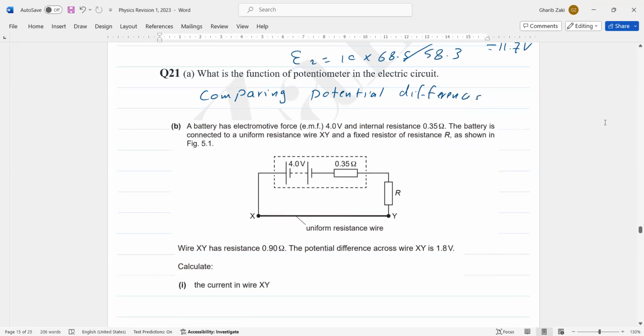He said a battery has electromotive force 4 volts and internal resistance is 0.35. The battery is connected to uniform resistance wire XY. Now, XY here, we don't know the length of it. It is not 1 meter. And the fixed resistor of resistance R as shown. Wire XY has resistance. This is the total resistance of the wire. And the potential difference across XY is 1.8. Calculate the current. Yeah, start to solve it.